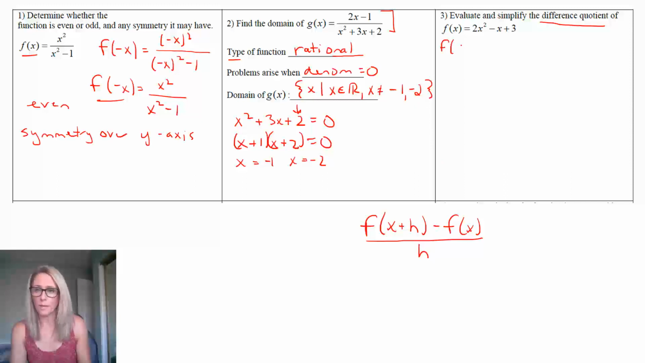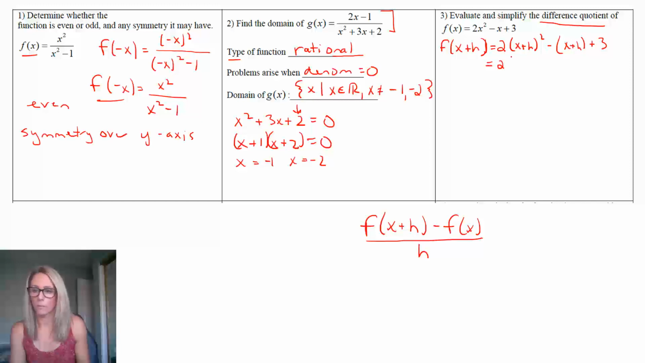So the big thing that students have trouble with is f of x plus h. You want to remember that all this means is everywhere where you see x, you are going to plug in x plus h. So you might want to pause the video right now, put in x plus h, and then evaluate and see if you get the same thing I do. So I'm going to do this, and then I'm just going to simplify.